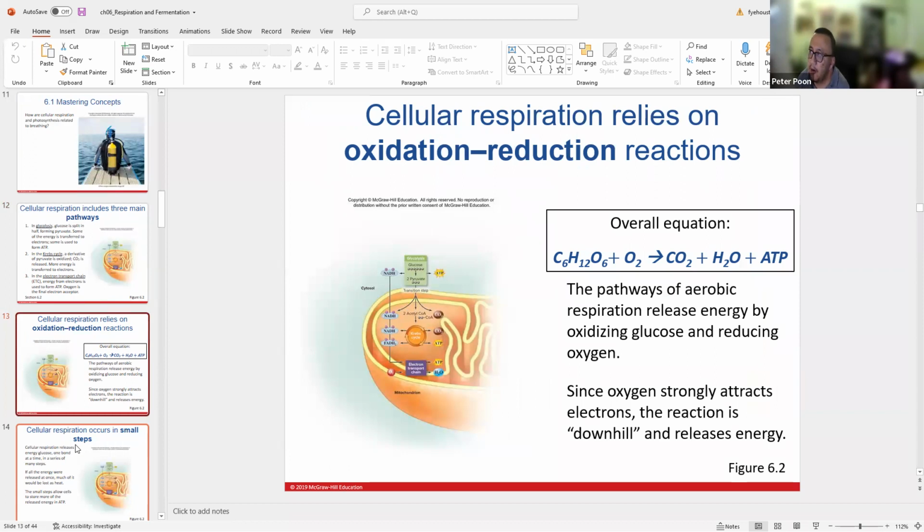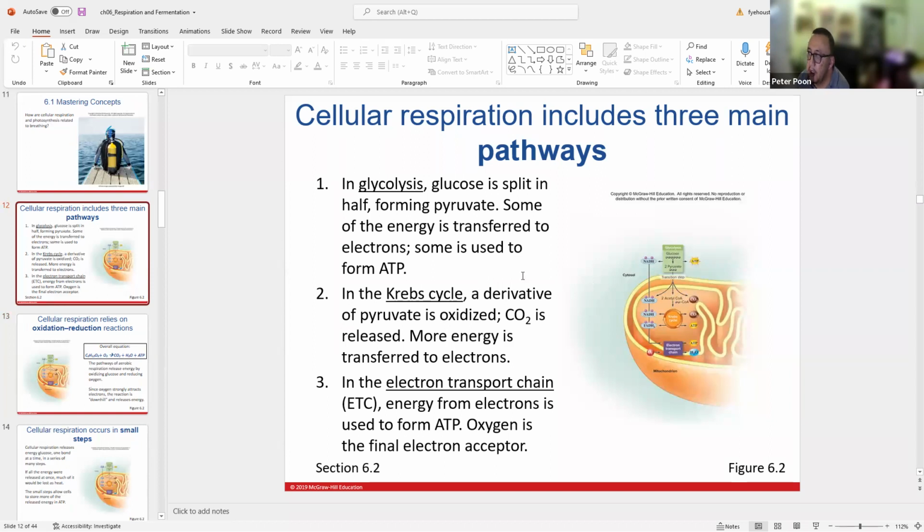So here's the overall respiration pathway. You take sugar, you oxidize it a little bit, you turn it to pyruvate. Some of that energy is converted to ATP. Some of the energy is converted to high energy electrons, so NADH. In the Krebs cycle, you continue to oxidize the sugar completely, and when you oxidize sugar completely, it turns into CO2. And more energy is transferred to electrons.